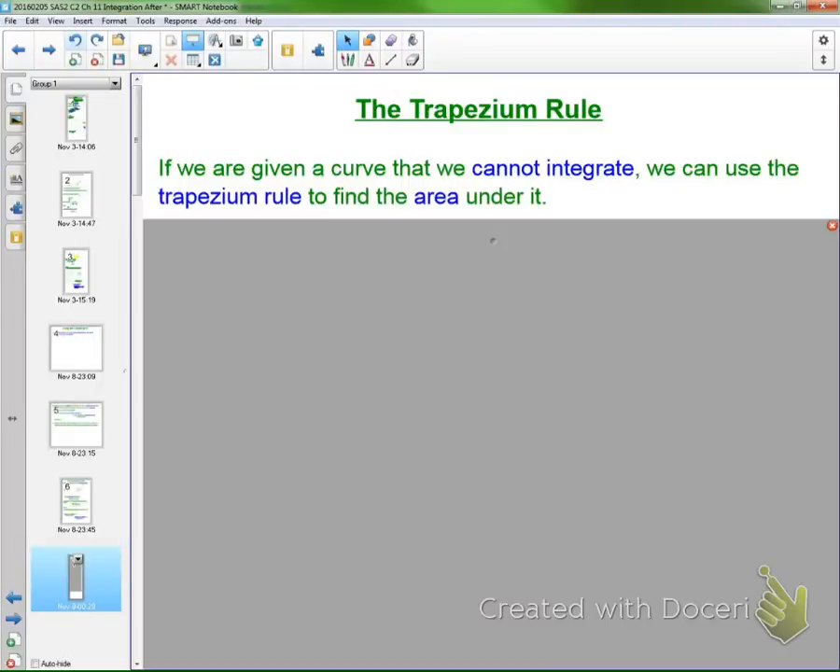In this final section of integration, we're going to look at how we can find the area underneath a curve that we are not yet able to integrate. And we will be introduced to a technique known as the trapezium rule. Because clearly these curves do have an area underneath them, we have to use something clever to try and approximate that area.